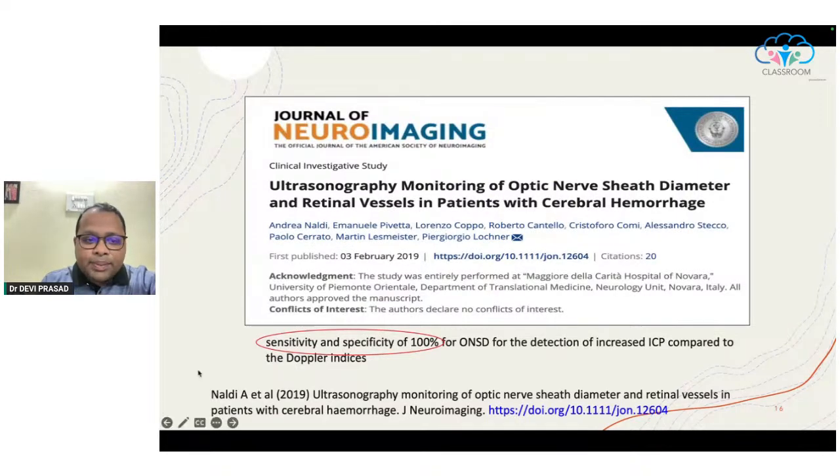So this was a study by Naldi et al., in which they report a sensitivity and specificity of 100% for optic nerve sheath diameter for the detection of increased ICP. They compared with the Doppler indices, and they took 25 odd patients with ICH, and did a validity study along with the clinical and the radiological CT scans of raised ICP, and they found a sensitivity and a specificity of 100%.